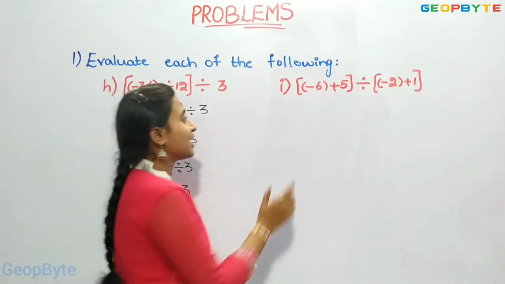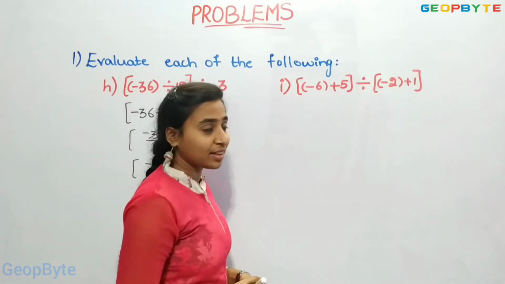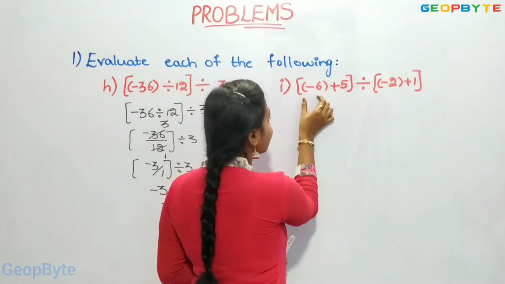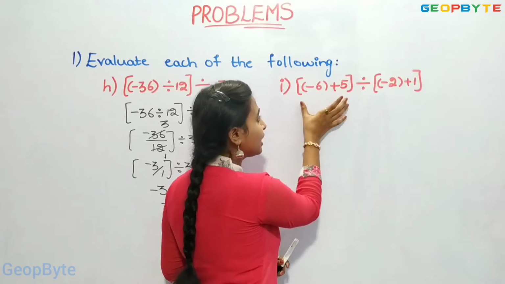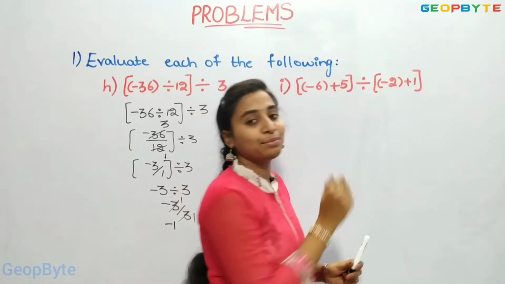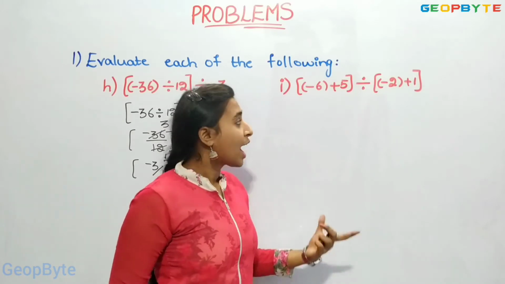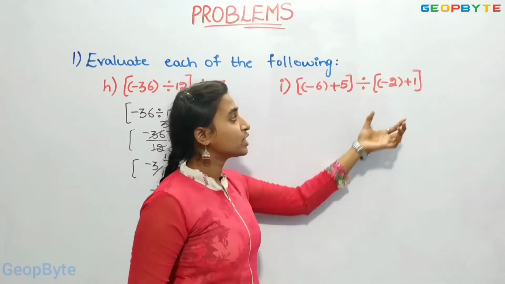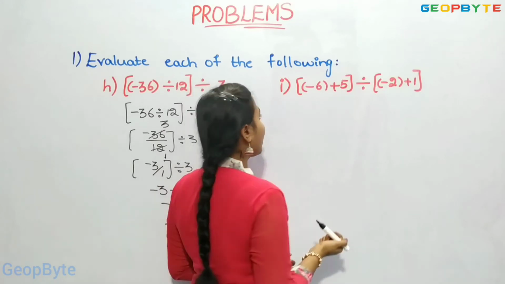Now, let us see I bit. In this, we have minus 6 plus 5 in brackets divided by minus 2 plus 1 in brackets. As you know, as per BODMAS rule, we will solve the numbers which are in the brackets first.